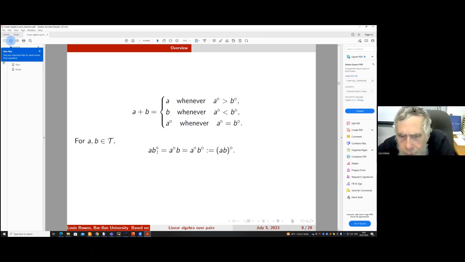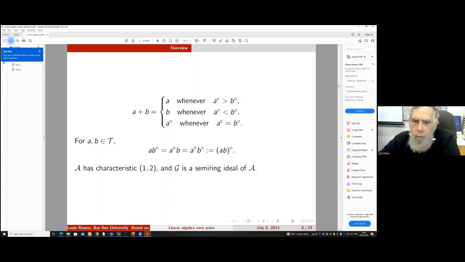And multiplication is just usual multiplication, except that for the first component, the product of a and b is just this product. But when one of them is in the second component, the product is automatically taken in the second component. So in other words, G is a semi-ring ideal of A.